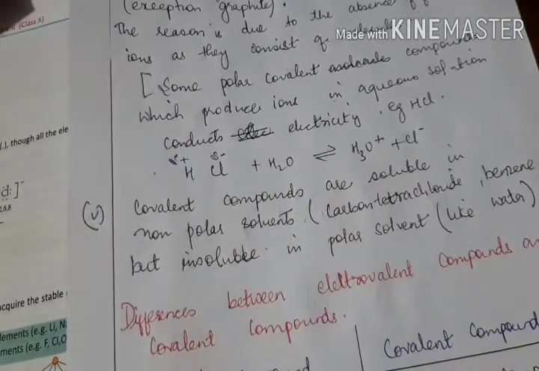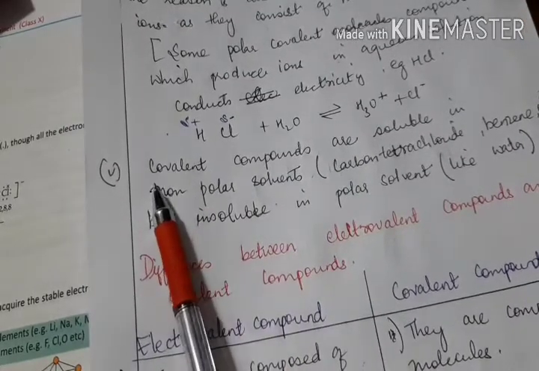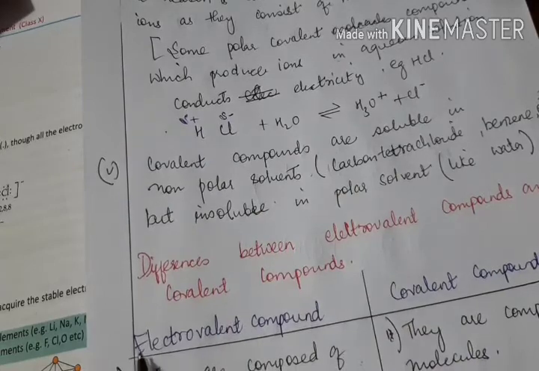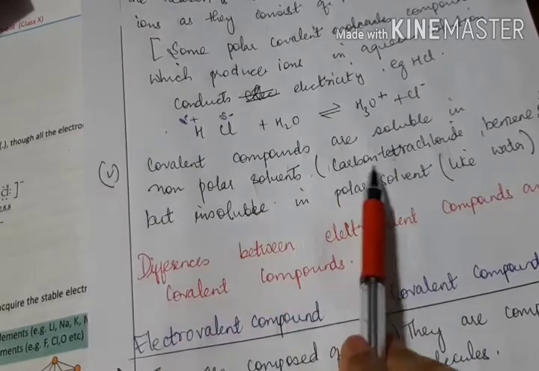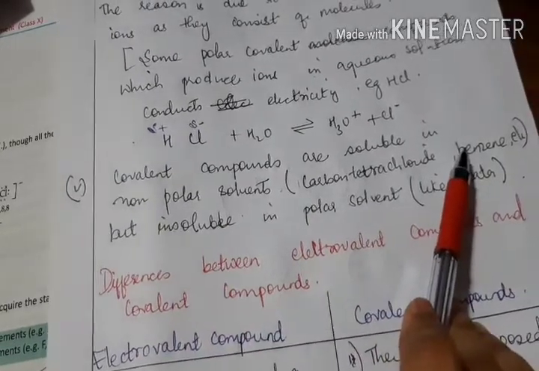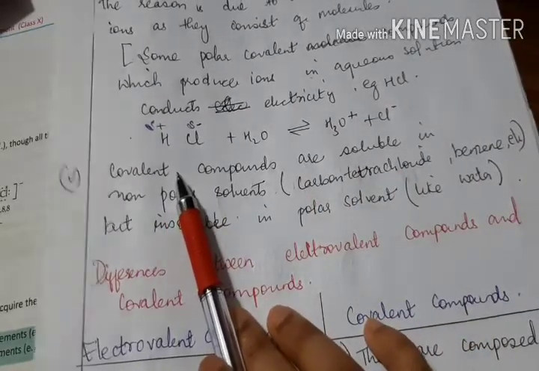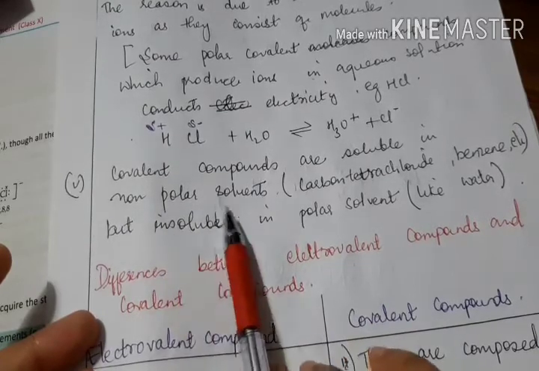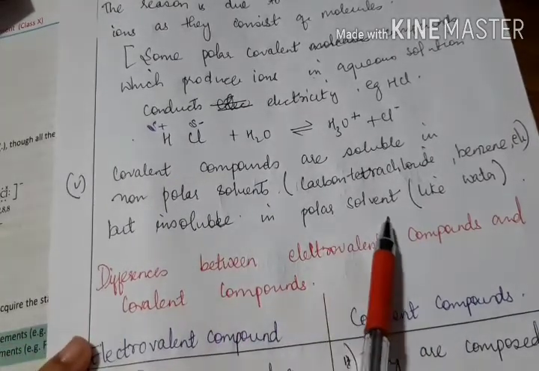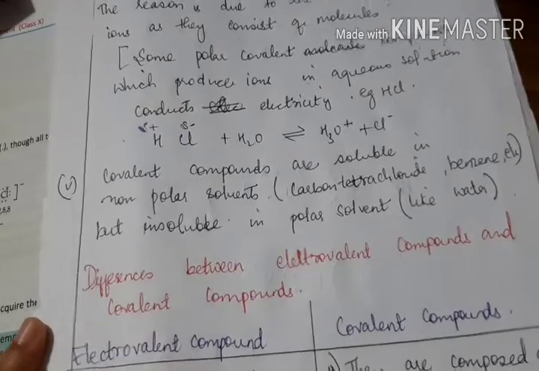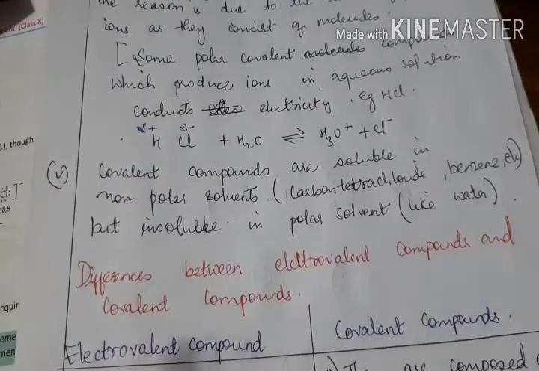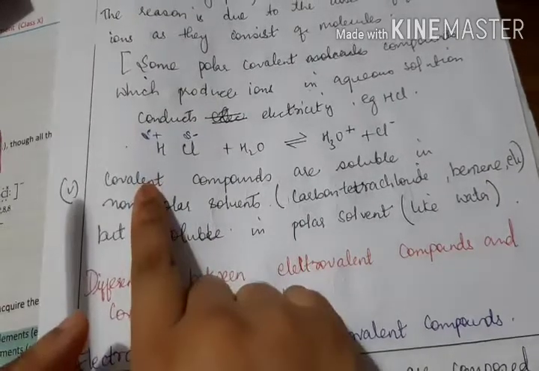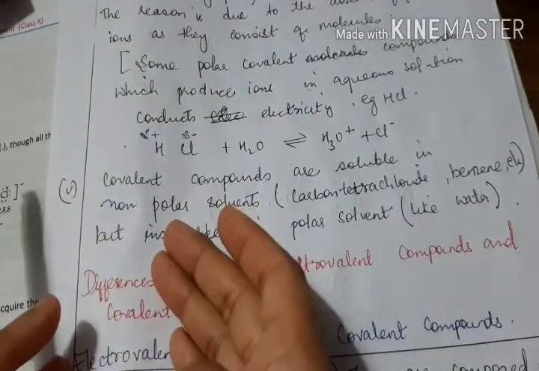Example is HCl. Then another one: covalent compounds are soluble in non-polar solvents. Non-polar solvents are carbon tetrachloride, benzene. Covalent compounds are non-polar, you know that, so they dissolve in non-polar solvents, but they are insoluble in polar solvents like water. Earlier you could see that ionic compounds, being polar, dissolve in polar solvents. Covalent compounds, non-polar, dissolve in non-polar solvents.